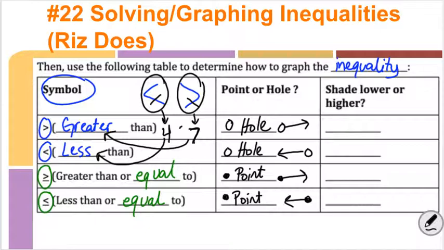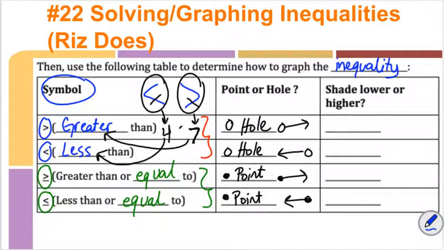If you have the line underneath, then it's a point. The equal to's have a point. If you don't have a line underneath, it's a hole. Okay? And now we need to figure out whether we need to shade lower or higher. That's just based on the direction that we're going.